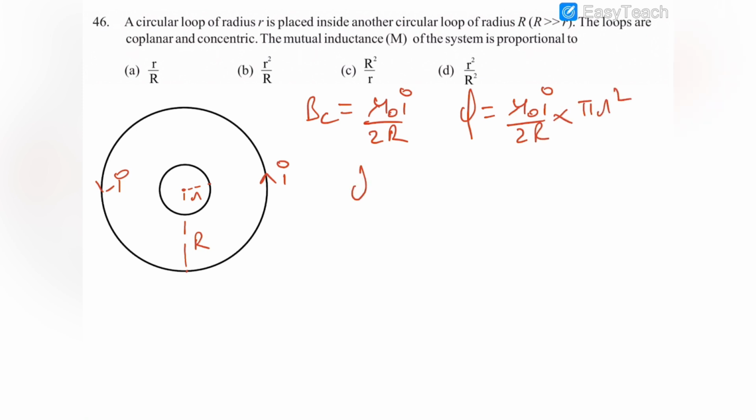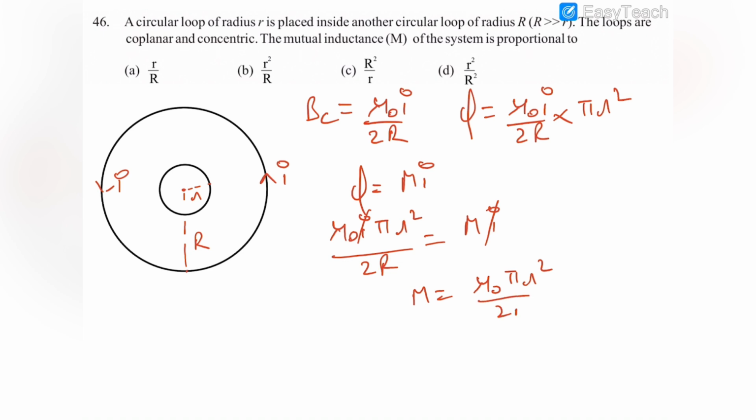And we can equate this flux to MI. So phi, in fact mu naught I pi r square by 2r, will be equal to MI. Cancelling I with I, M will be equal to mu naught pi r square by 2r. So this is the mutual inductance of this system, and you can see that it is proportional to r square by r. So the correct answer will be option number B.